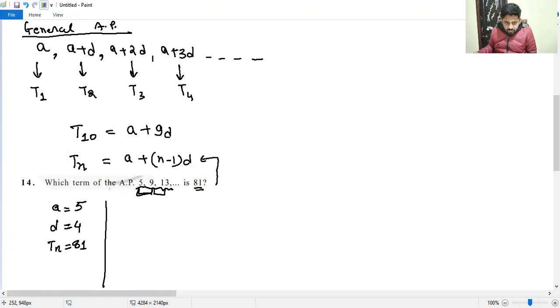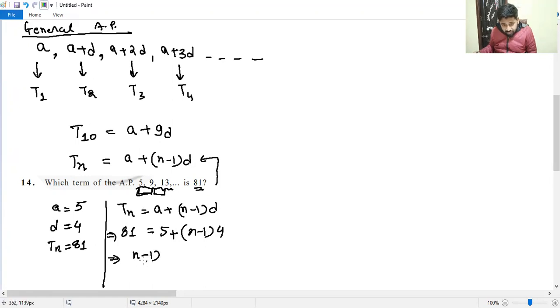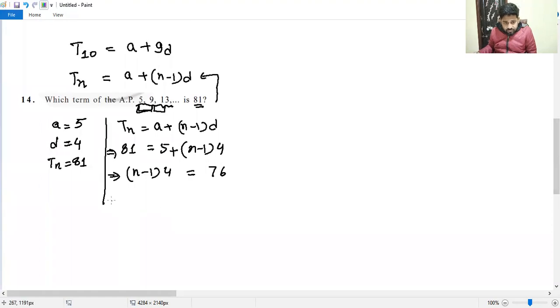Okay, so now we'll use this nth term formula. We put 81 in place of Tn, we plug 5 in place of a, and we plug 4 in place of d. Now we'll take 5 to the other side, so it will become (n minus 1) multiplied by 4 equal to 81 minus 5, that is 76. Okay, so I hope you can understand. The calculation is very easy.